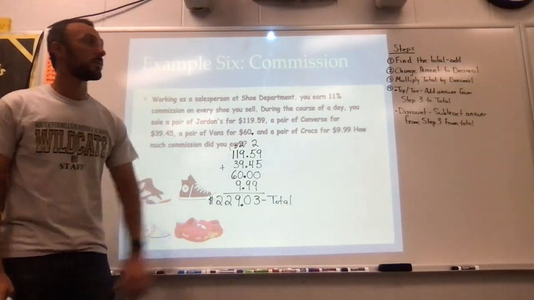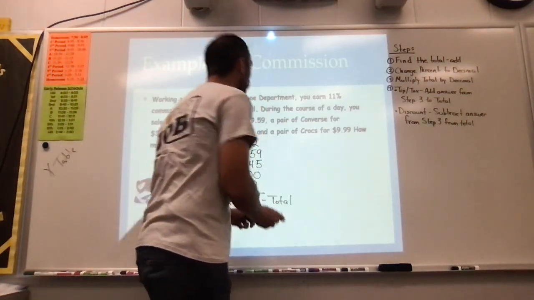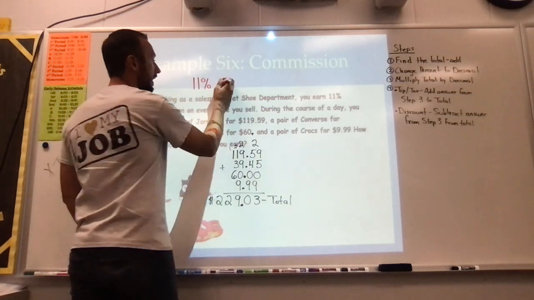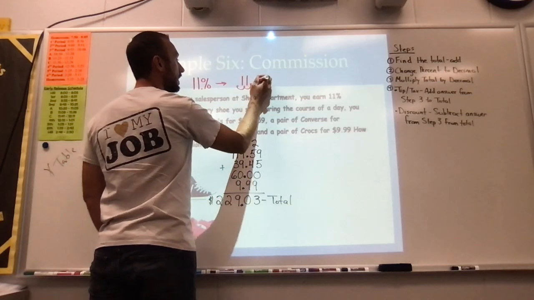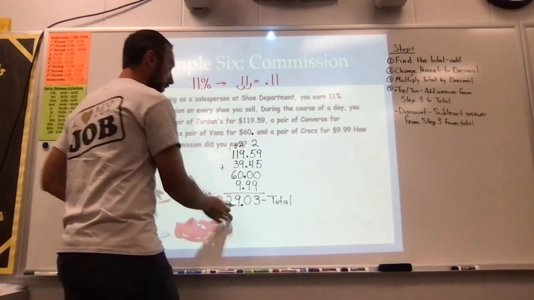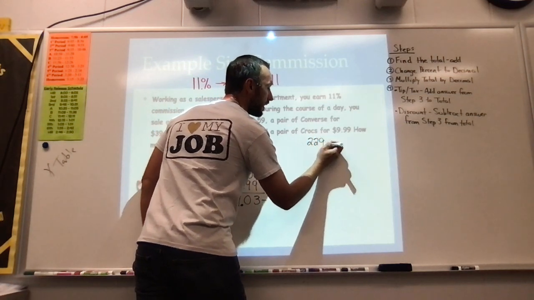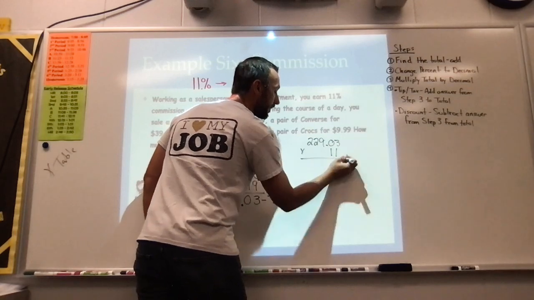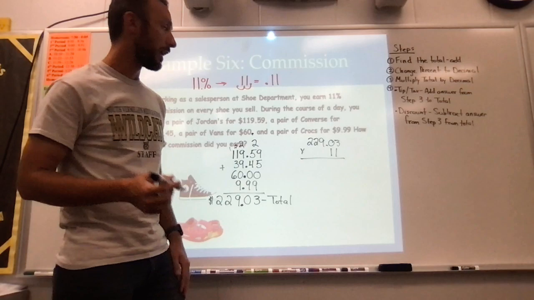Now, in order to find the commission, we still do the next step. We change our percent to a decimal. So if my percentage is 11%, I change that to the same as 11 point, and move it over 2 places to make that point 11. So I'm going to take $229.03, and we'll multiply that by 11. My decimals are not lined up, but that's okay because we're multiplying. We only have to line them up when we add and subtract.